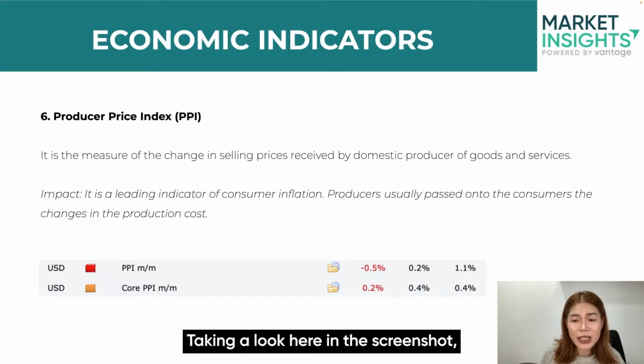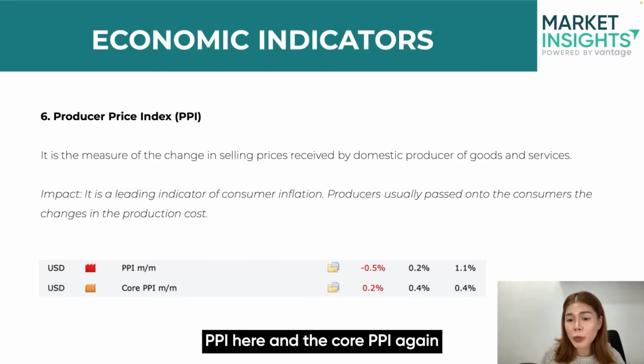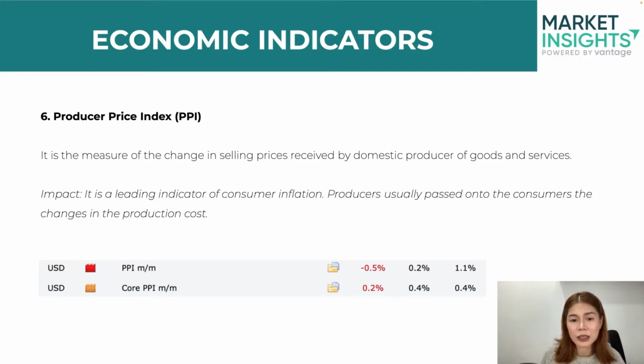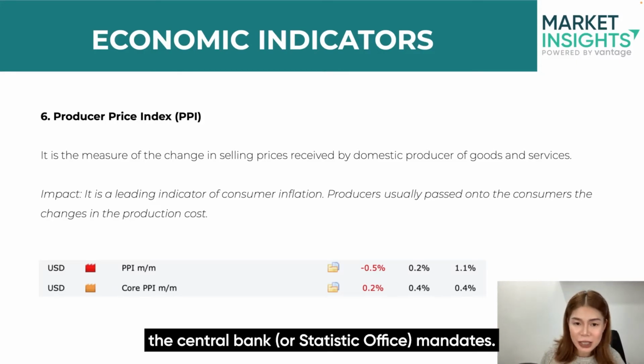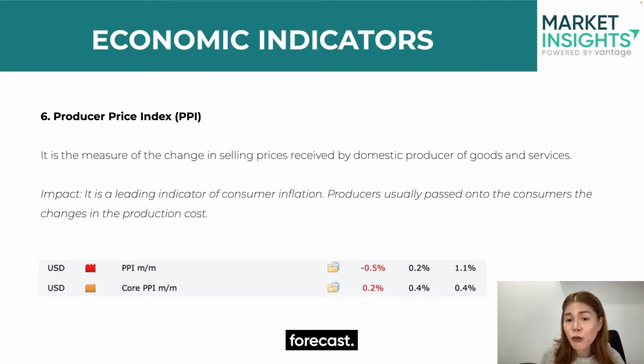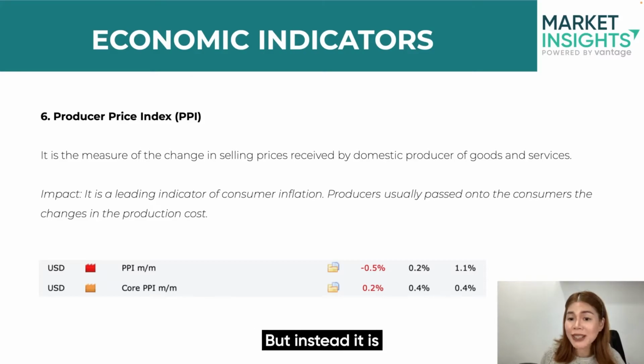Taking a look here at the screenshot, there is a headline PPI, which is just plainly PPI here, and a core PPI. Again, headline PPI and essential PPI. The baskets of goods and services counted here depend on what the central bank mandates. Either way, both of them are red in color, meaning there is a reduction, or the actual is worse than forecast. Previous PPI is 1.1%, forecast is 0.2%, so people are expecting that the PPI would increase by 0.2%, but instead, it is negative 0.5%.